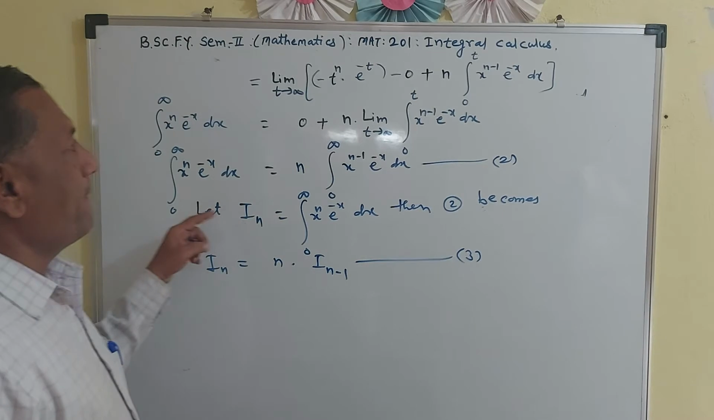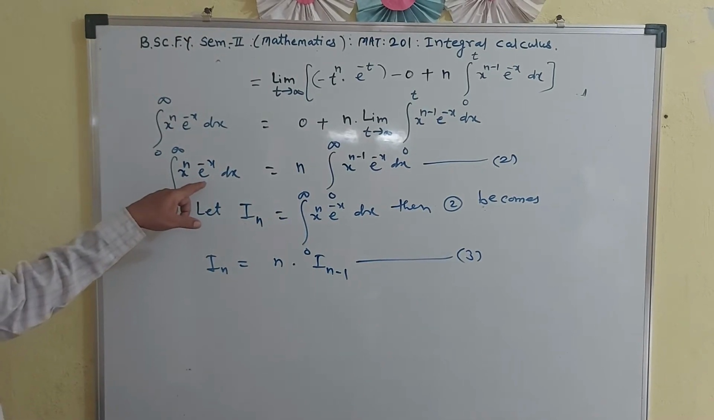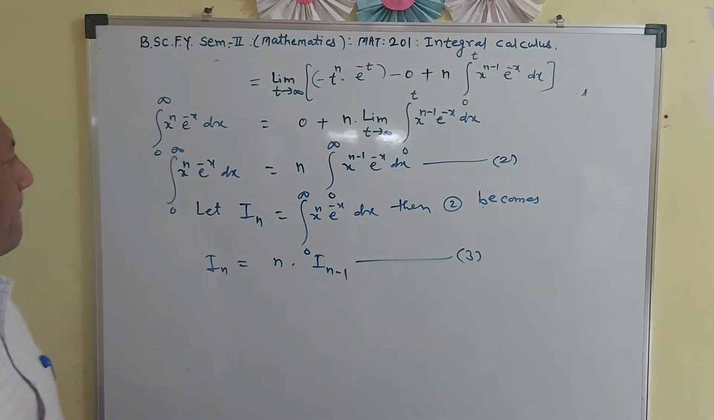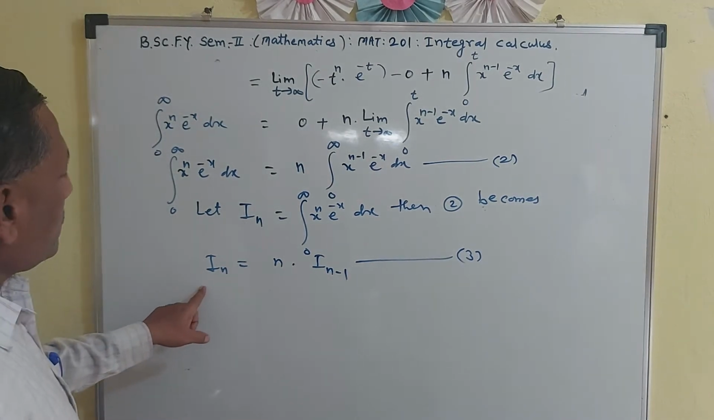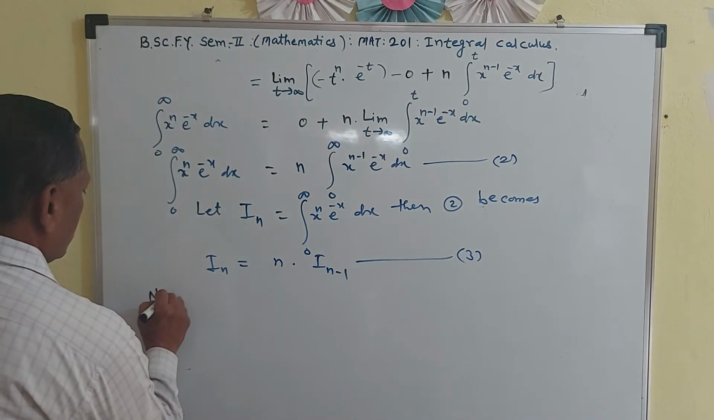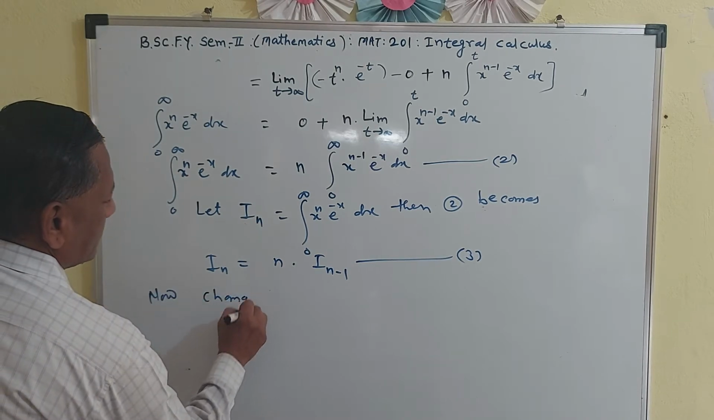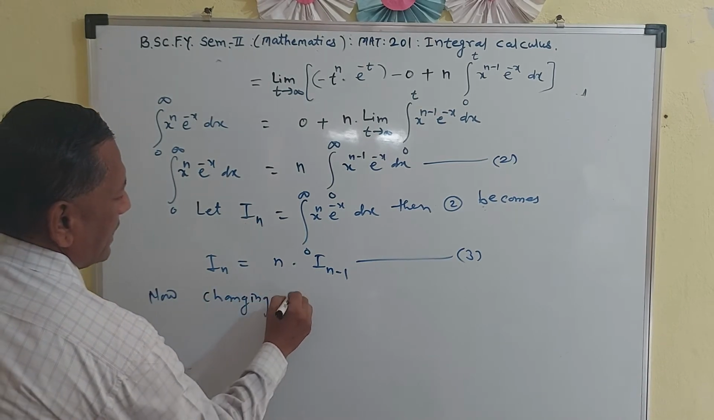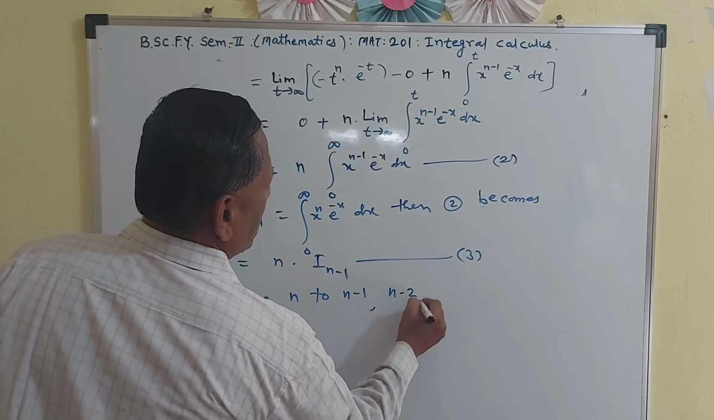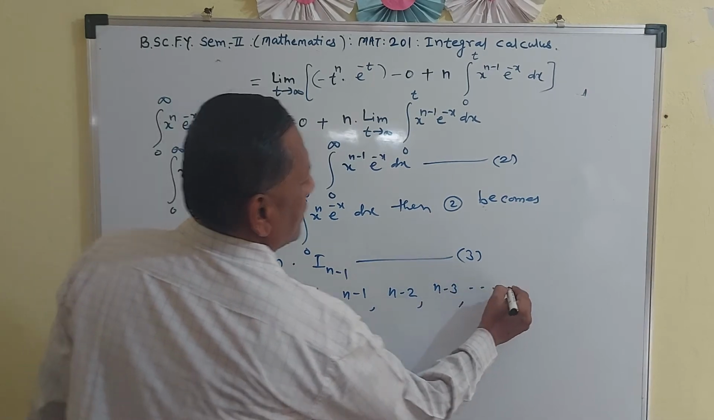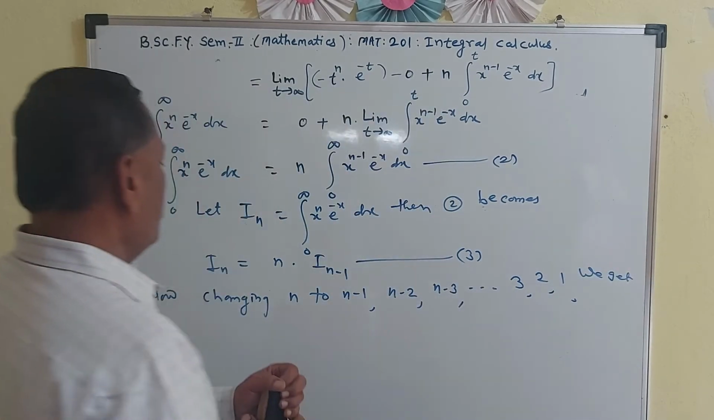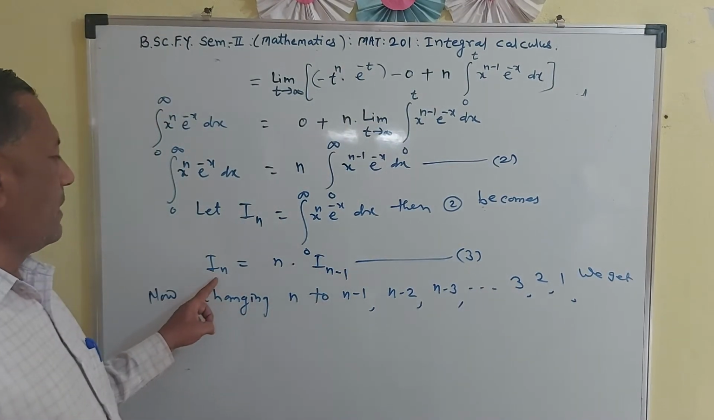And you need the value of the improper integral of x raised to n into e raised to minus x dx. So In is equal to n into In minus 1. Changing n to n minus 1, n minus 2, n minus 3, up to 3, 2, 1, we get: if you have the value of In minus 1, then you get In.